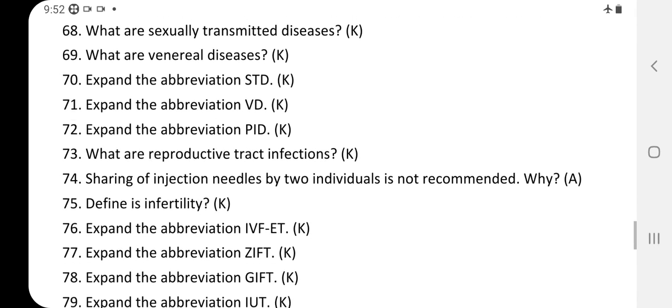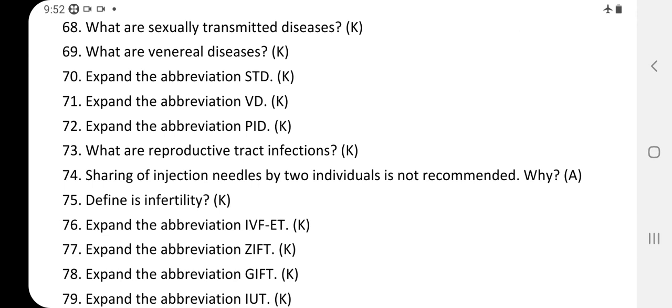73rd question. What are reproductive tract infections? The reproductive tract infections are one more name for sexually transmitted diseases, defined as the diseases or infections which are transmitted through sexual intercourse, collectively called reproductive tract infections.